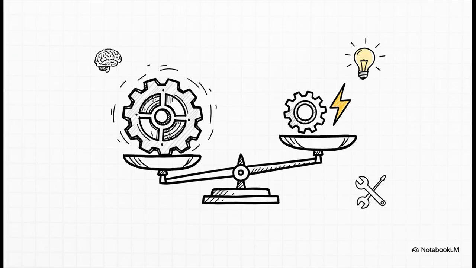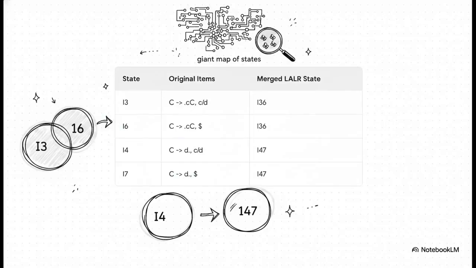Well, this is where compiler designers came up with a really elegant compromise, the LALR parser, which stands for Lookahead LR. And this is the genius of how it works. An LALR parser looks at that giant map of states from the super powerful parser and realizes, hey, wait a minute, a lot of these states are really, really similar. If you look here, for instance, states I3 and I6 are almost identical. Their core job is the same. So the LALR parser just says, let's merge them. By merging these similar states, it creates a much smaller, much faster map that's still powerful enough for pretty much every situation you'd ever encounter.